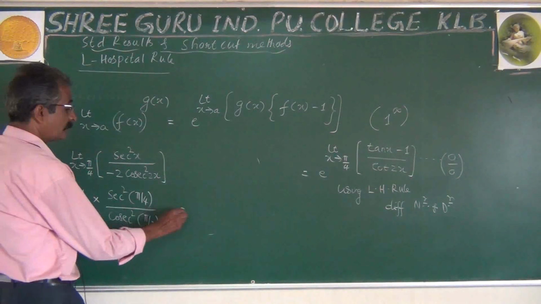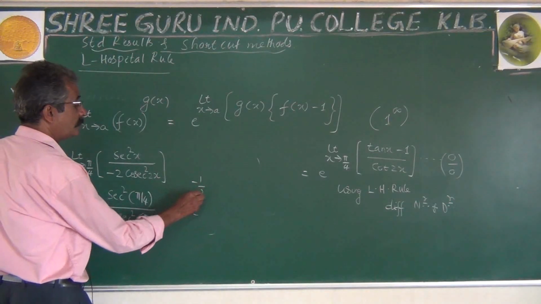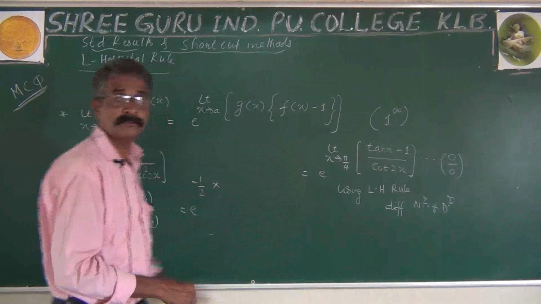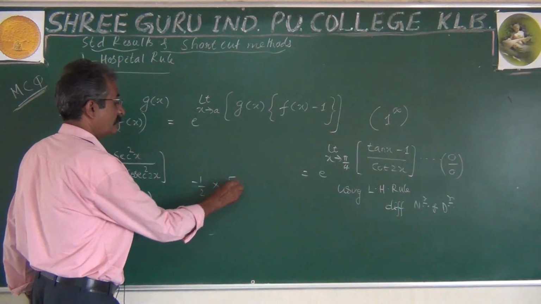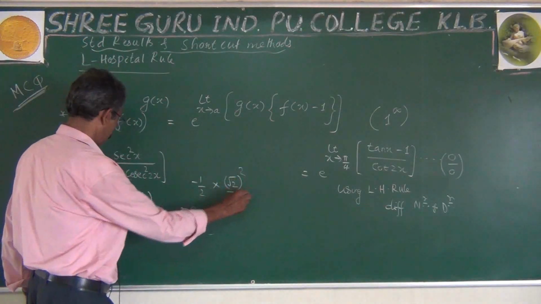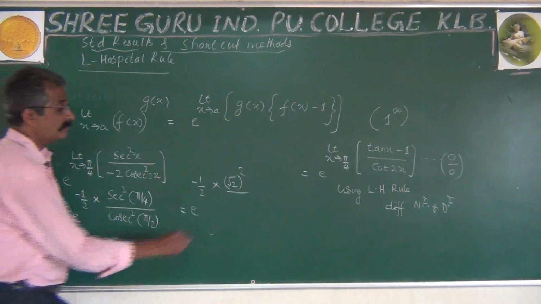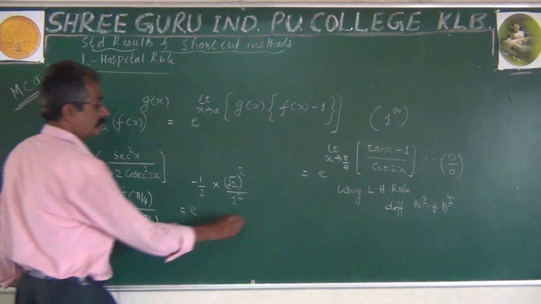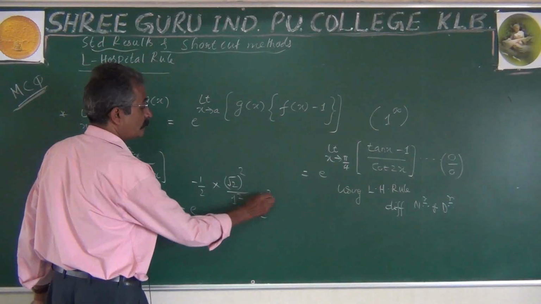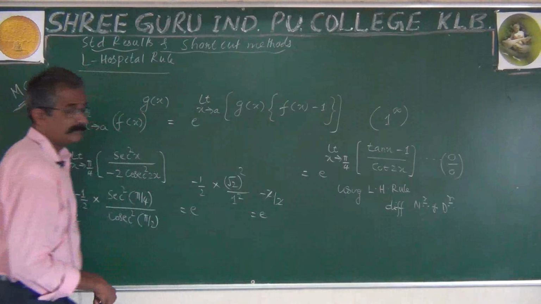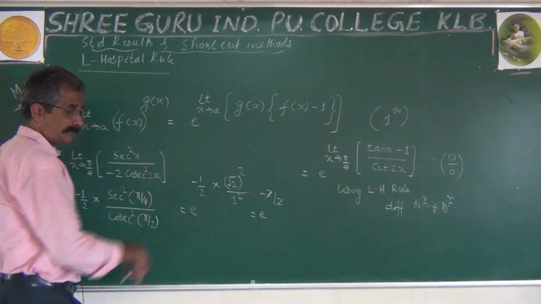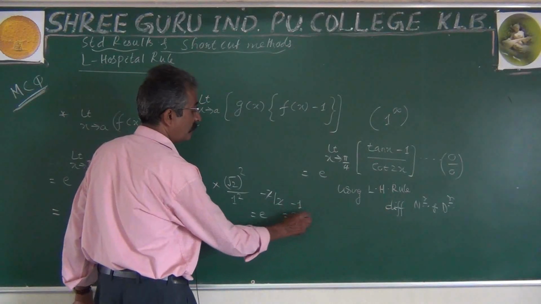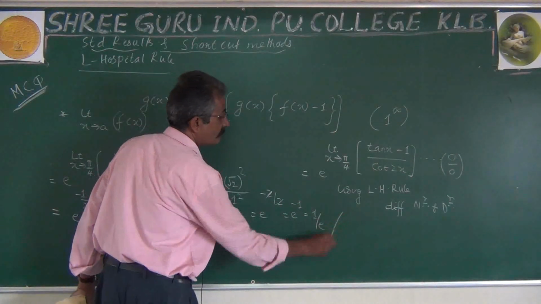So that is e to the power minus 1 by 2 into how much is sec pi by 4? Root 2. That means root 2 square divided by how much is cosec pi by 2? 1, which means 1 square. Root 2 square is 2. The total is e raised to minus 2 by 2. 2 cancels. Root 2 square is 2, 1 square is 1. So the final answer is e to the power of minus 1, or 1 divided by e.